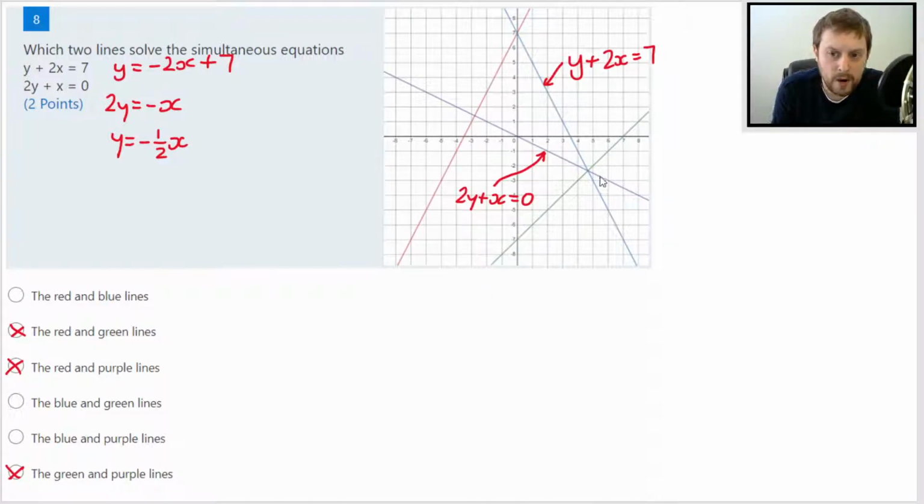And where they cross, which is here, will be the solution to this pair of simultaneous equations. The fact that the green line goes through there as well is irrelevant to the question. Okay, if we want to solve these simultaneous equations, we work out where this blue line and this purple line cross. So it's the blue and the purple.